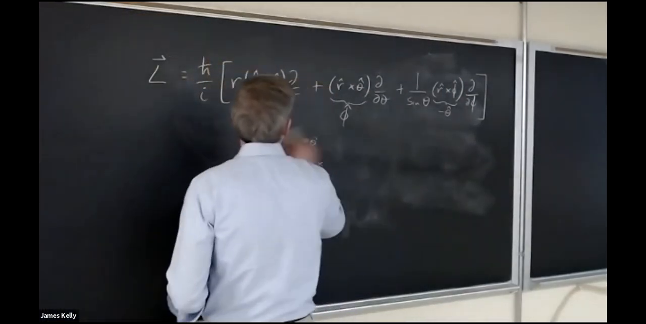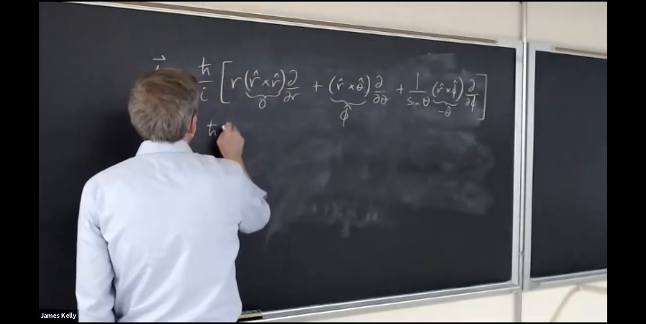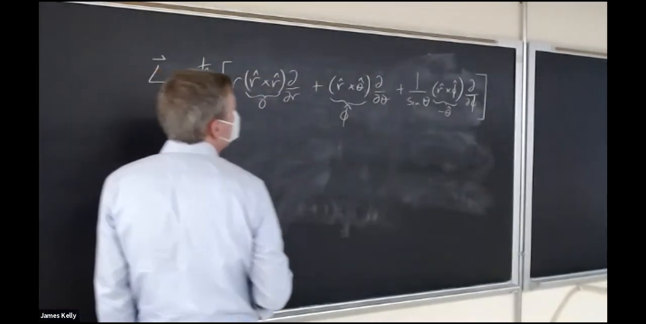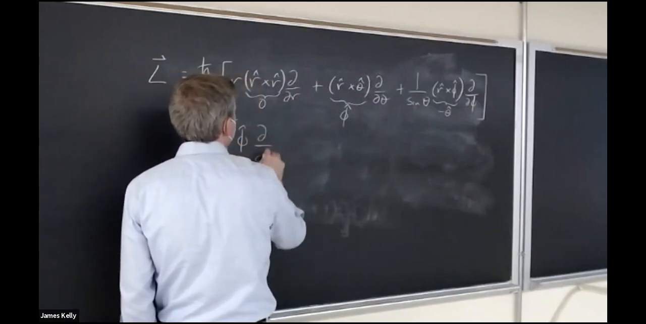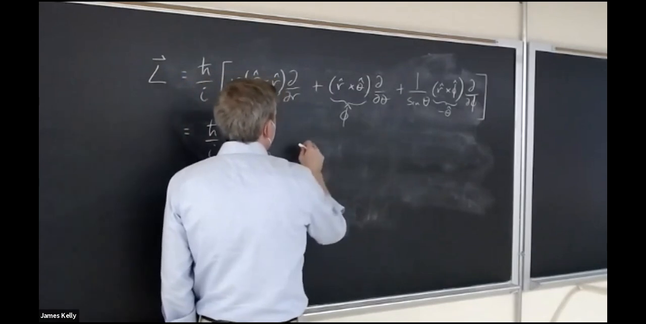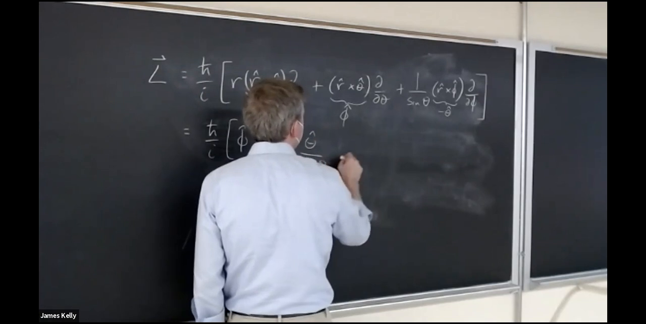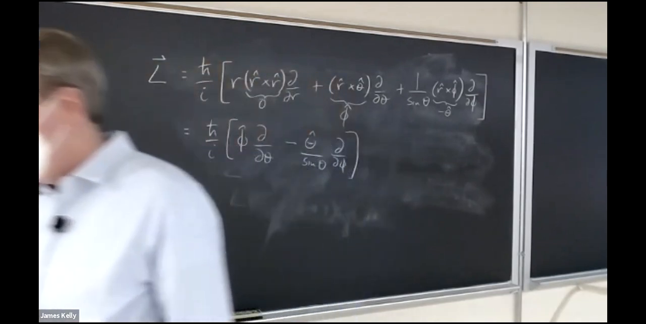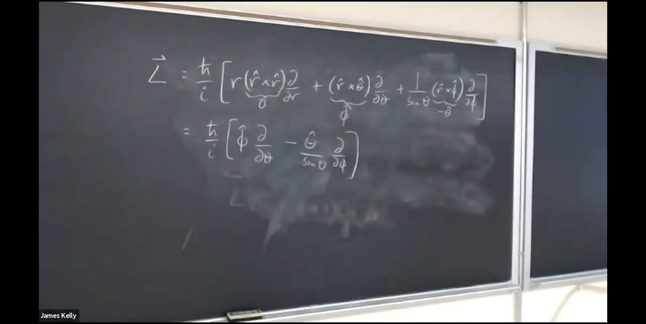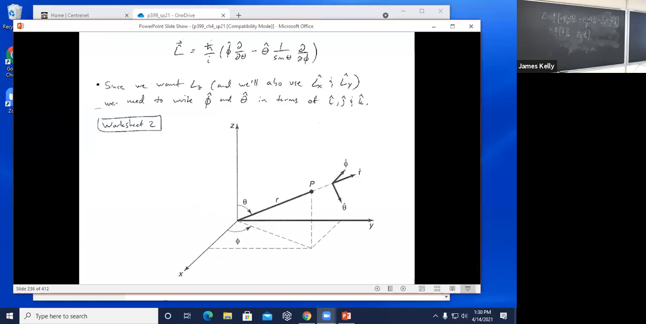Okay, so if we simplify this, we get h bar over i, phi hat d/d theta minus theta hat over sine theta d/d phi. Okay, that's not as bad as it could be here. So let's just take that at face value. Okay, there's our expression.